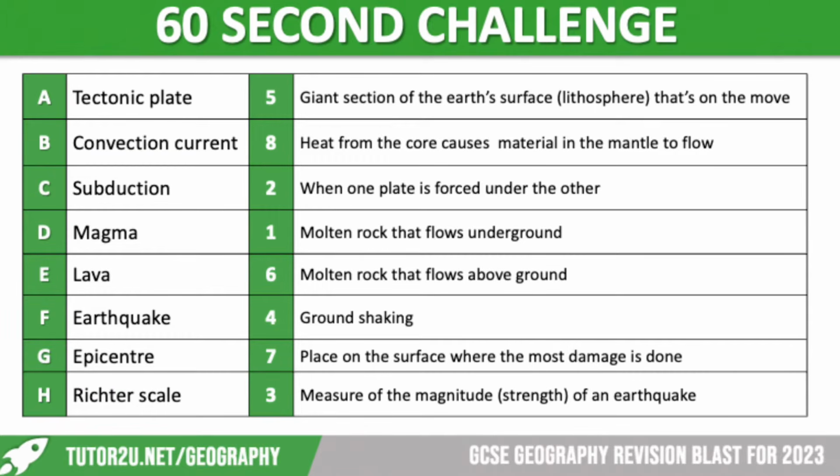Subduction, where one plate is forced under the other, which takes place at destructive plate boundaries. Magma is a molten rock that flows underground, and when it's above ground we call it lava. Earthquake simply means the ground is shaking. We've mentioned the epicenter already, so it's a place on the surface where most of the damage is done. And then we've got the Richter scale, that old measure of the magnitude or the strength of an earthquake. Again, well done if you got all of those correct.